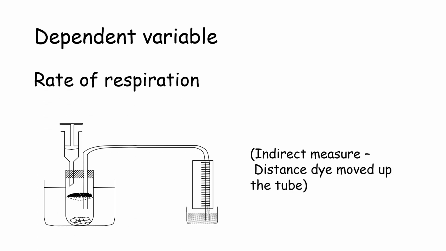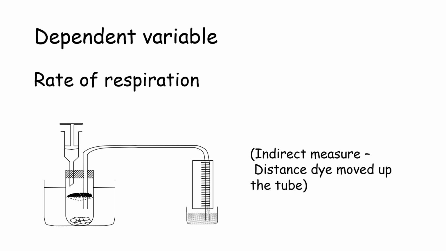Okay, so the second thing I want you to be aware of is the dependent variable. The dependent variable is always the thing that you are measuring. Okay, so in an experiment into the effect of temperature, temperature would be your independent variable, and how that affects the rate of respiration. So the dependent variable is the rate of respiration. However, a lot of time people get mixed up and they think, well, actually, it's the distance the dye moved up the tube or the time the dye took to move up the tube. That's wrong. That's an indirect measure. So essentially, the distance that dye has moved will then indicate to us the rate of respiration. Okay, and I will explain that in a bit more detail as we go on to the next slide, okay?